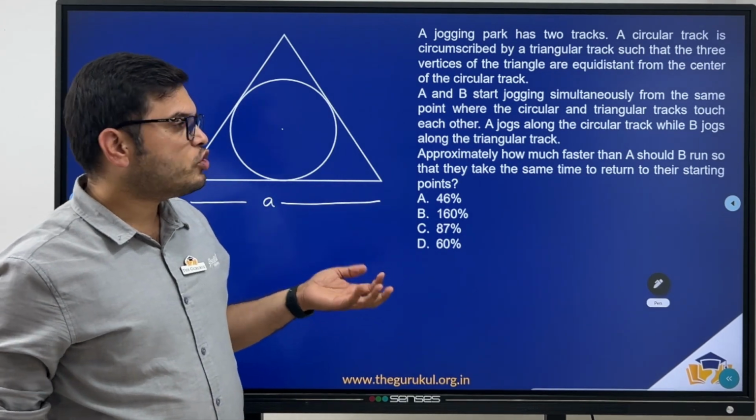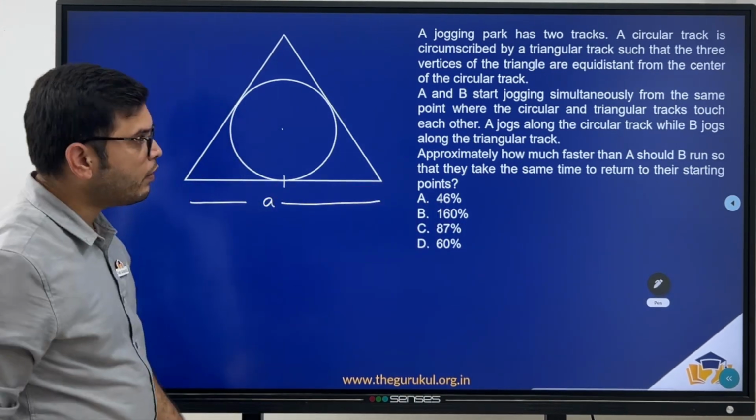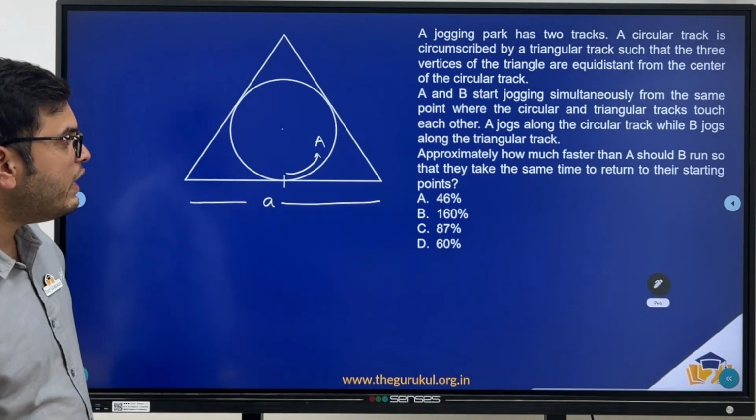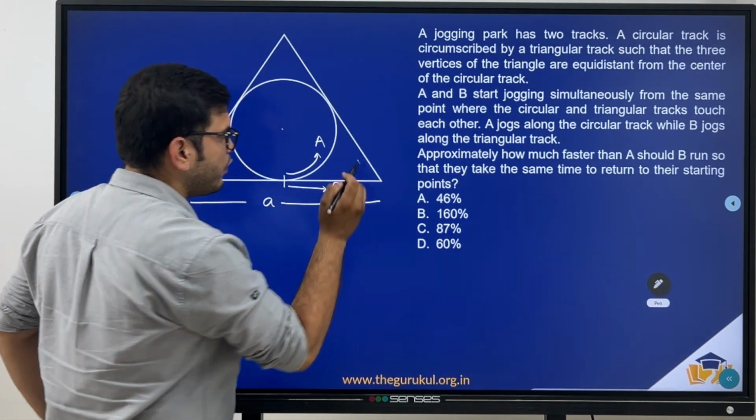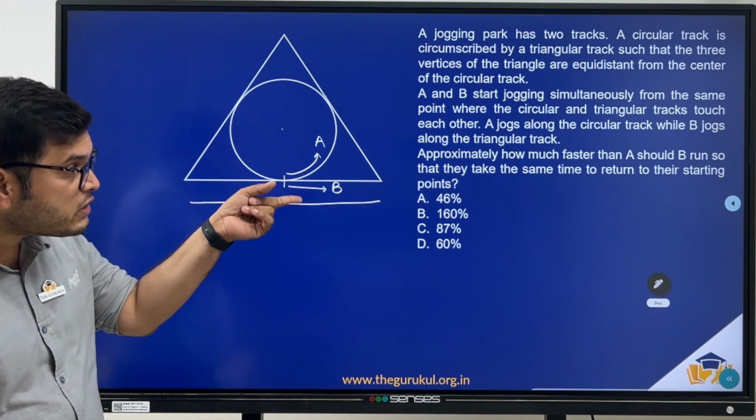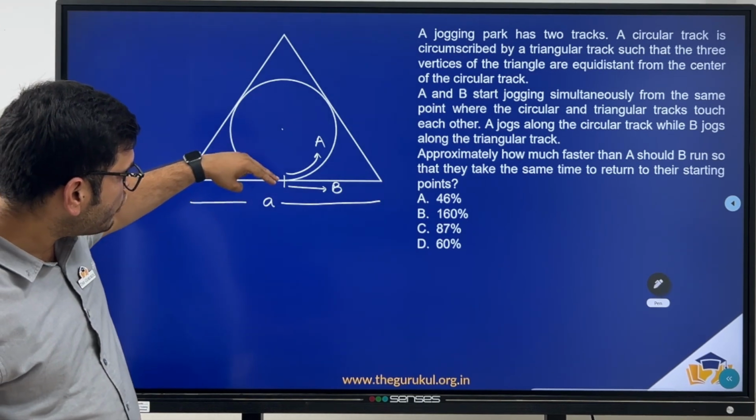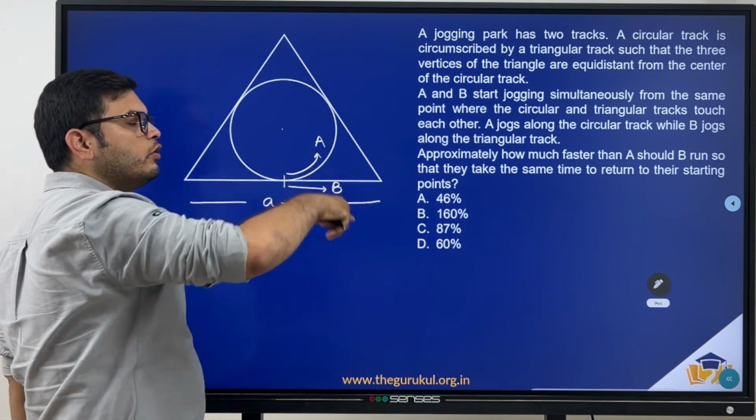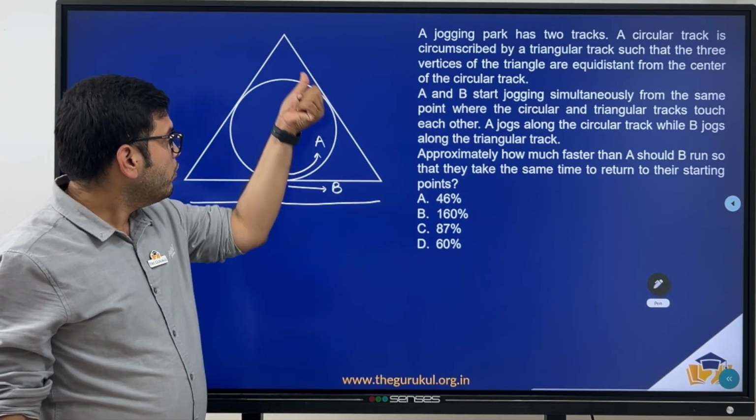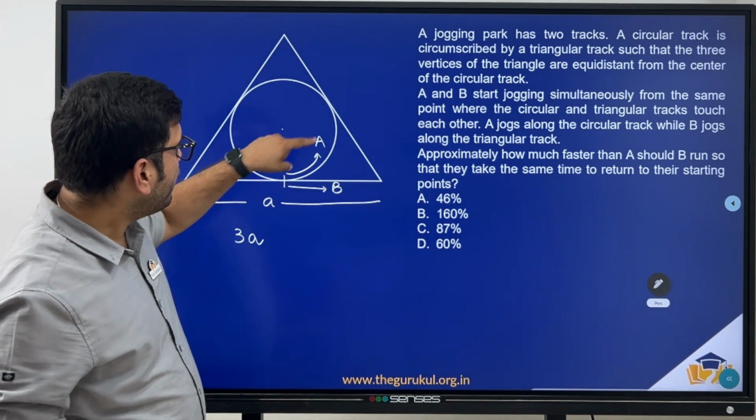Then A and B start jogging simultaneously from the same point where the circular and triangular tracks touch each other. Now let that point be this, right? So we have A jogging along the circular track, while B jogs along the triangular track, right? Now approximately how much faster than A should B run so that they take the same time to return to the starting points? So in the time in which A covers this distance, B should be covering the total triangle, right? So if I consider the length of the side of the triangle to be A, the distance that B should cover should be 3A, right? And in the same time, A should be covering this distance.